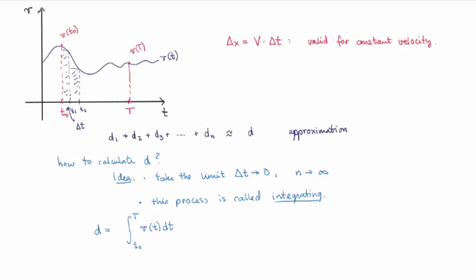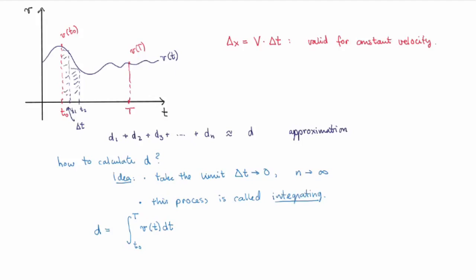Now, this is the notation. It looks a little complicated now, but we will come back to that, and I'll explain exactly why this is a good notation for this process. But this is called integrating. This is called a definite integral. And it turns out that this is really the inverse process of differentiating.